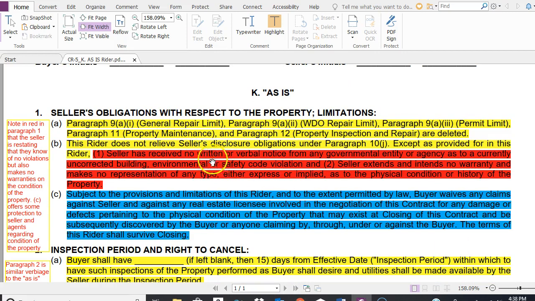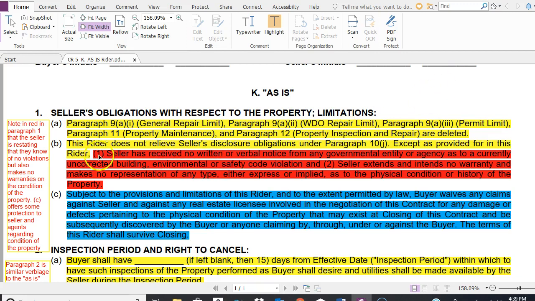Number 1, seller's obligations. Paragraph 9A, again, on the regular contract, has 3 different repair limits. One's called a general repair limit, one's a WDO, or wood destroying organism, repair limit, and one is a permit limit. Paragraph 11, property maintenance, and paragraph 12, property inspection and repair, are deleted. So what it's doing is taking all those and deleting them in their entirety from the regular contract, and supplanting that with the verbiage that's here. It does not relieve the seller's disclosure obligations, meaning the seller cannot fail to disclose. It doesn't give them the right to hide things, except as provided in the rider.